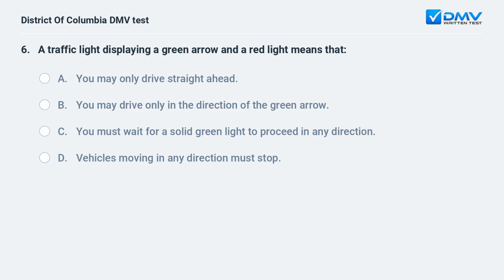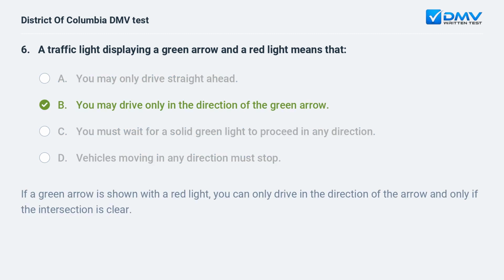A traffic light displaying a green arrow and a red light means that A. You may only drive straight ahead. B. You may drive only in the direction of the green arrow. C. You must wait for a solid green light to proceed in any direction. D. Vehicles moving in any direction must stop. B. You may drive only in the direction of the green arrow.